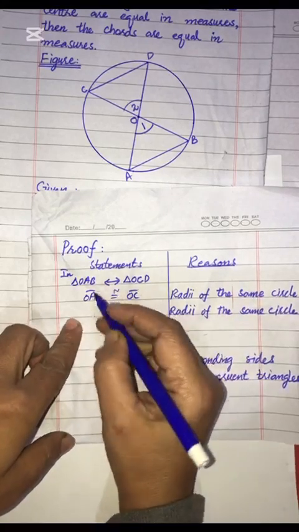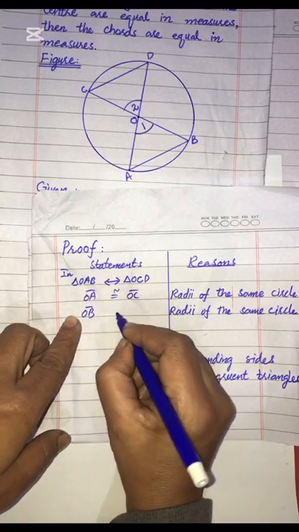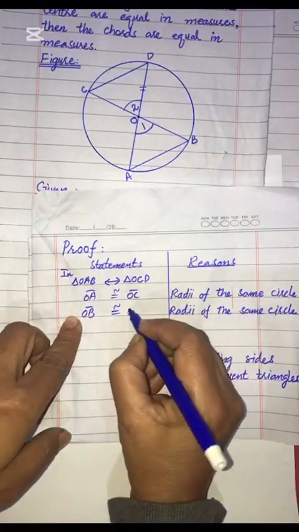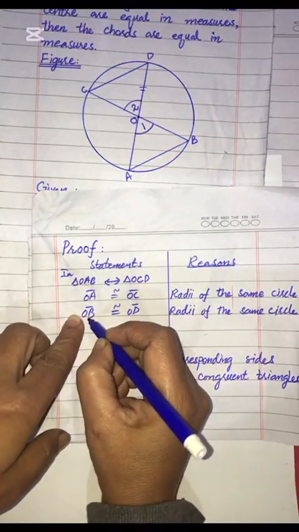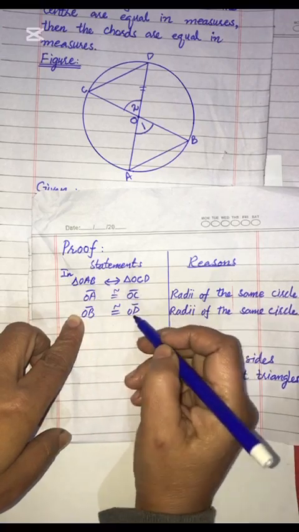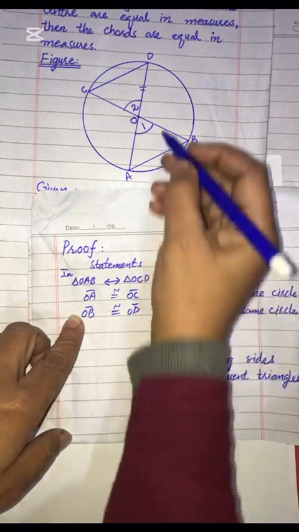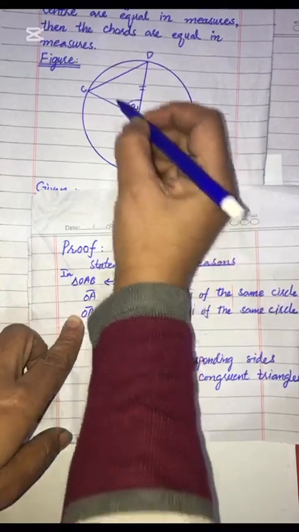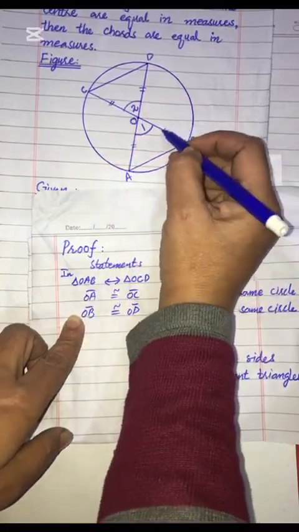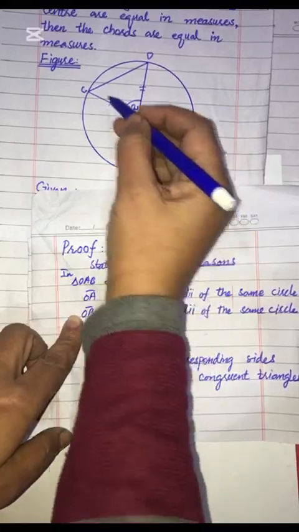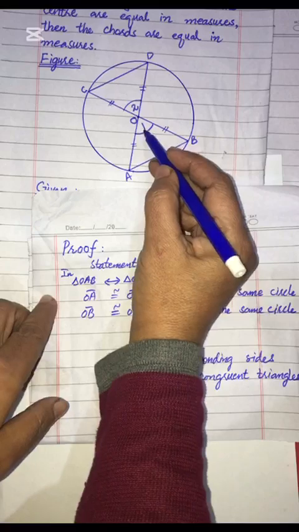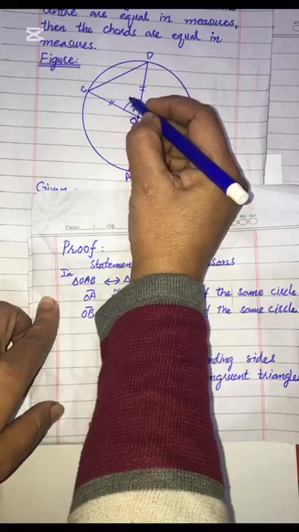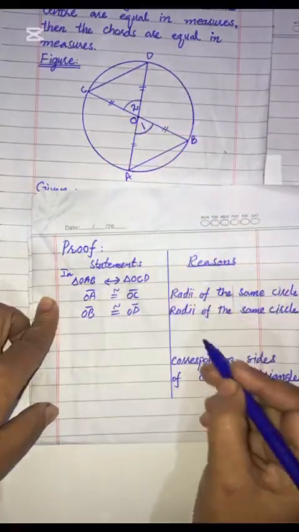Now the second component, that is OB, is congruent to OD. OB is the side of the triangle OAB and OD is the side of the triangle OCD. See the figure? OB is congruent to OD, OA is congruent to OC. Now here we are having the included angle 1 and here the included angle 2. So angle 1 is congruent to angle 2.